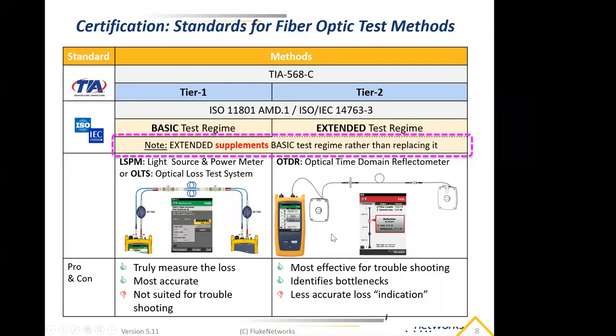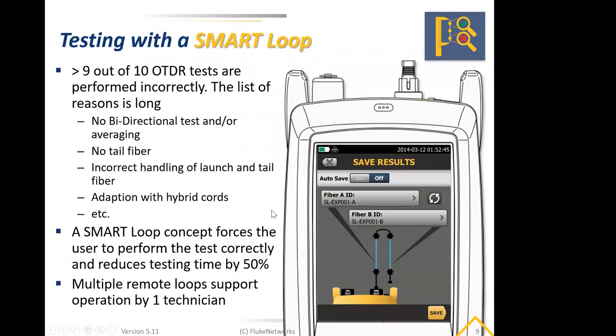Now, we make this easy in a data center environment by testing with a smart loop. The smart loop concept means that we test a transmit and receive pair at the same time by using a smart loop at the far end. The great joy of this is that it forces the operator to perform the OTDR tests correctly, by which I mean it requires him to test both fibers in both directions at the same time and produce a bidirectional average. It also means that by definition, you must use a launch fiber, a smart loop fiber, and a tail fiber, and it avoids any adaptation with hybrid cords. It ensures that we handle the launch and tail fibers correctly, which fundamentally means we leave them in place. At the same time, it also reduces testing time by something over 50%.